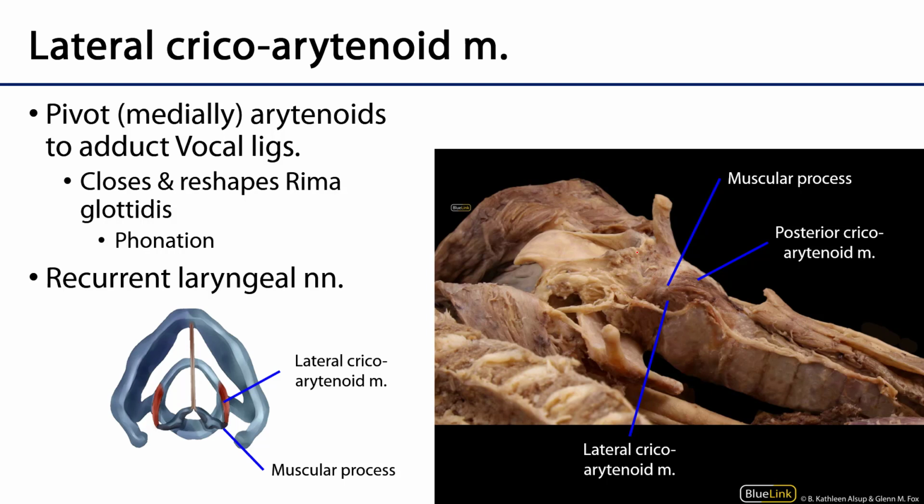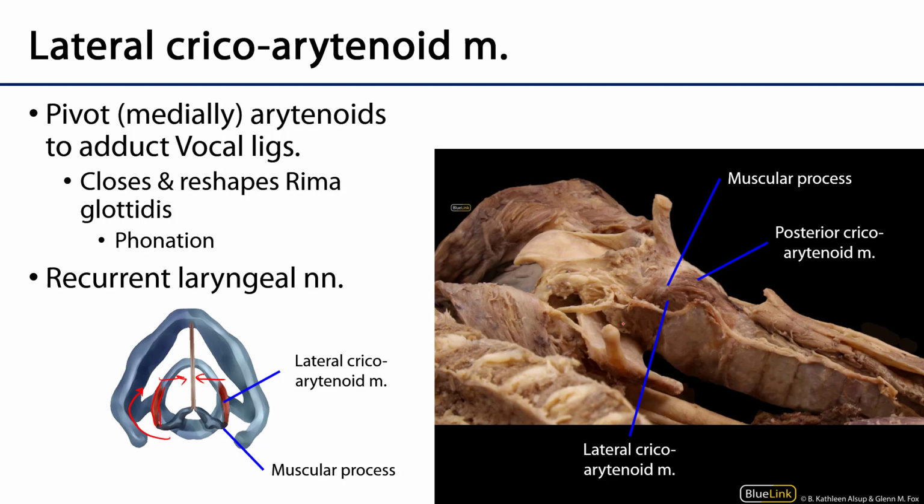All right, now the other cricoarytenoid muscle, the lateral cricoarytenoid muscle. The lateral cricoarytenoid muscle runs from the lateral aspect of the cricoid cartilage to the muscular process of the arytenoid cartilage. And when active, it pivots the vocal process inwards so as to adduct the vocal folds. So this helps for phonation as well as helping with the Valsalva maneuver.